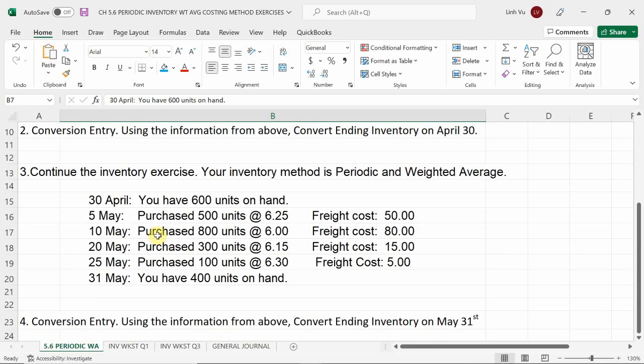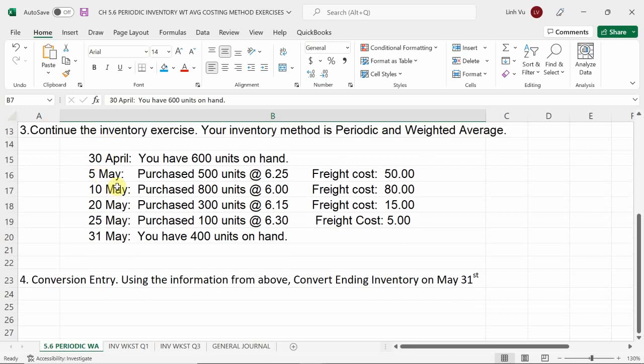So again, question 3 says you're going to continue the inventory exercise, and that your inventory method is periodic and it's weighted average. So in this case, I have beginning inventory, right? I have a beginning inventory on April 30th of a total of 600 units. We know that because we just calculated that.